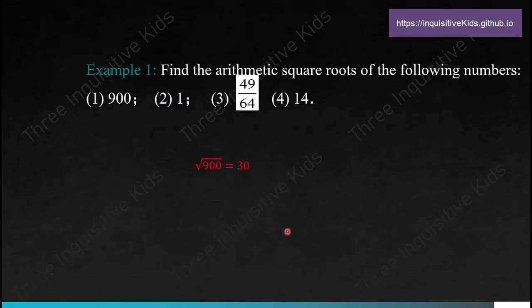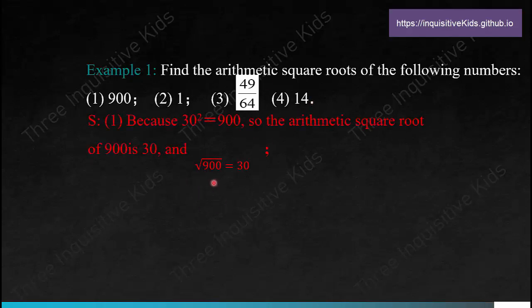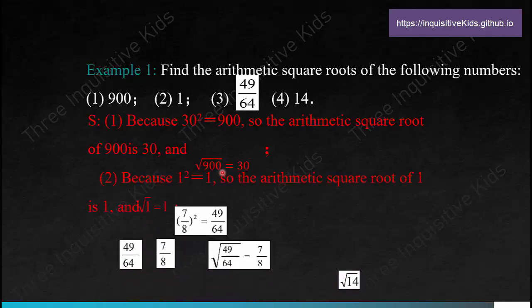Example 1. Find the arithmetic square roots of the following numbers: 900, 1, 49 over 64, and 14. So over here, there's already the first one. The arithmetic square root of 900 is equal to 30. Because 1 squared is equal to 1, the arithmetic square root of 1 is 1. Okay.